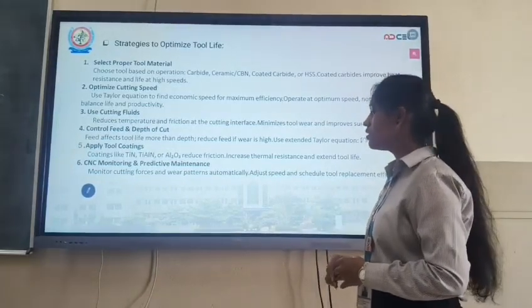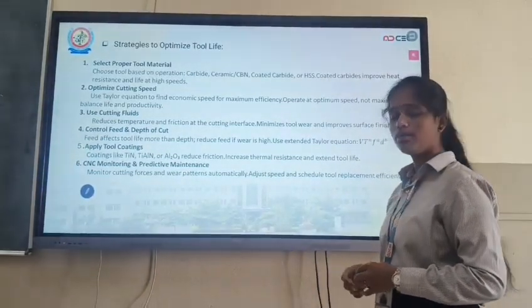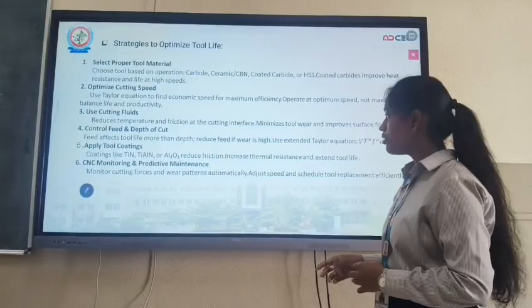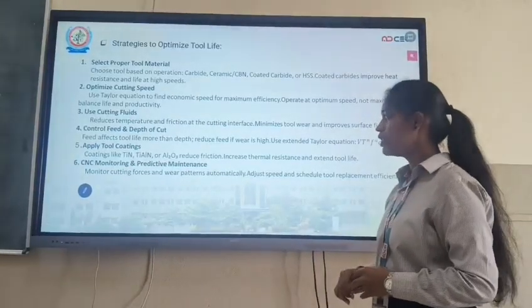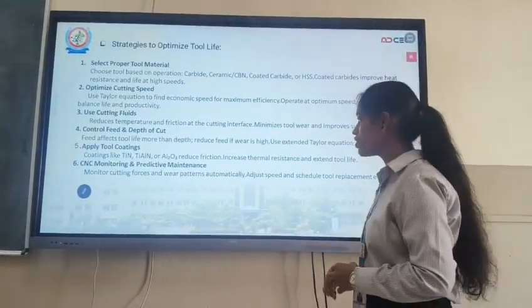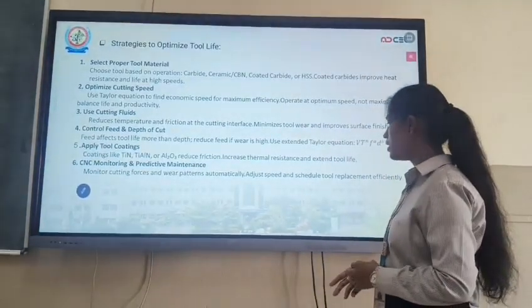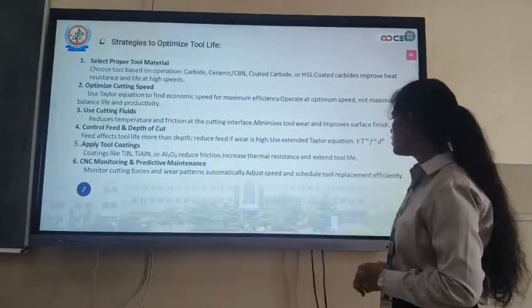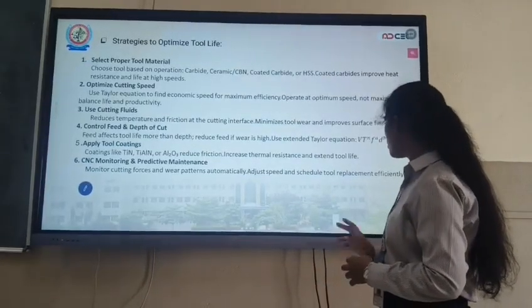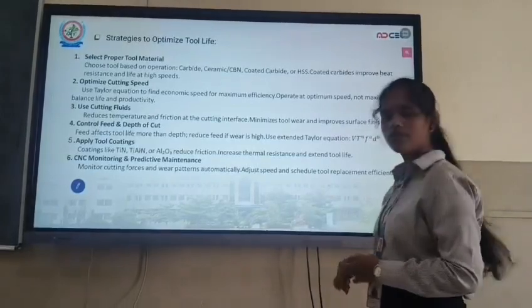Sixth point is CNC monitoring and predictive maintenance. Monitor cutting forces and wear patterns automatically. Adjust speed and improve tool replacement efficiency.